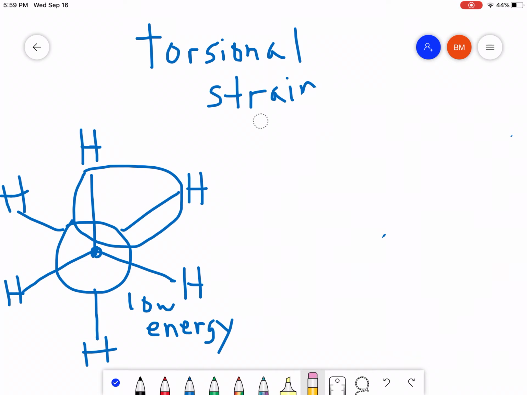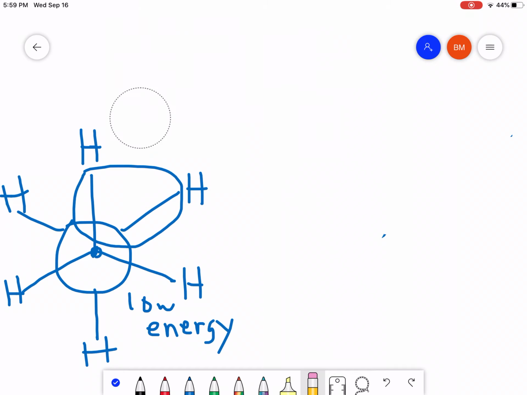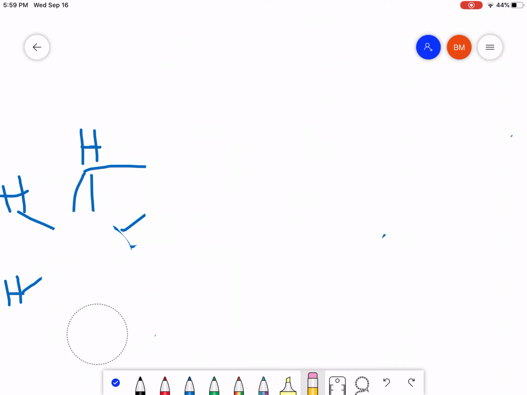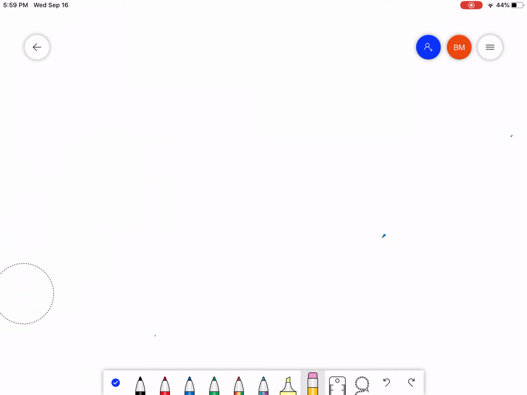So that's a pretty simplistic example because we only have 2 different conformations. But guess what? We can have more. In fact, in most molecules, we can get unique arrangements by going around in a full circle in 60-degree increments. Let's take a look at butane.